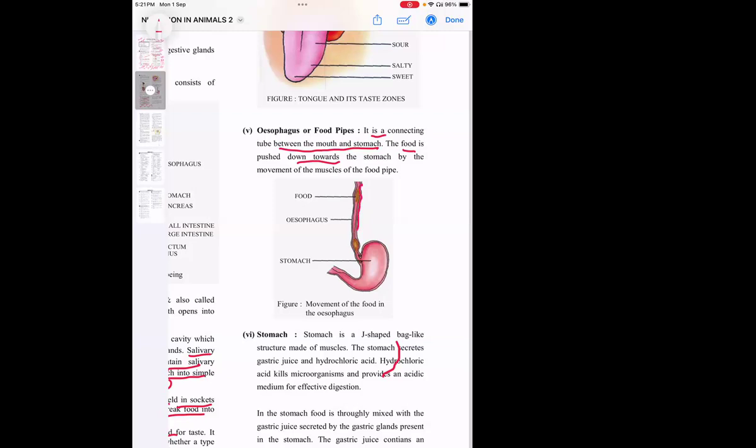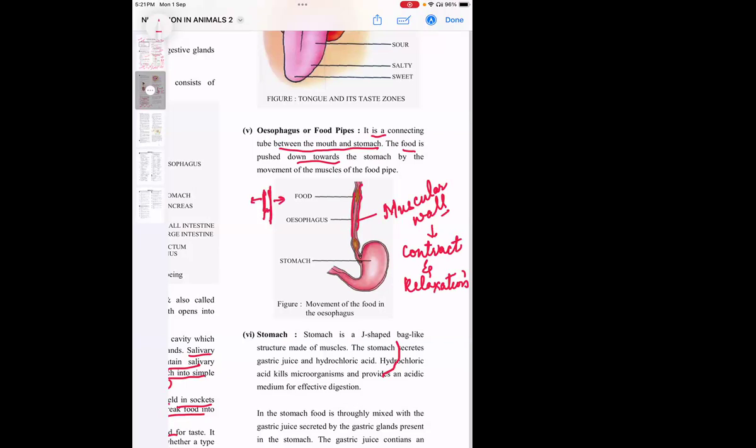So what happens? See, this is a food pipe. Now this food pipe, which is the esophagus, is basically made up of a muscular wall. Now keep in mind, if anything is made up of a muscular wall, it can do the special work that is contraction and relaxation. It means they can contract their wall and they can relax their wall. Suppose this is a tube, it can contract like this, and then again come to the normal position.